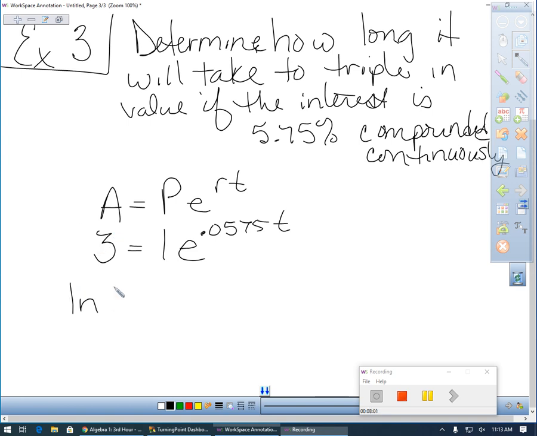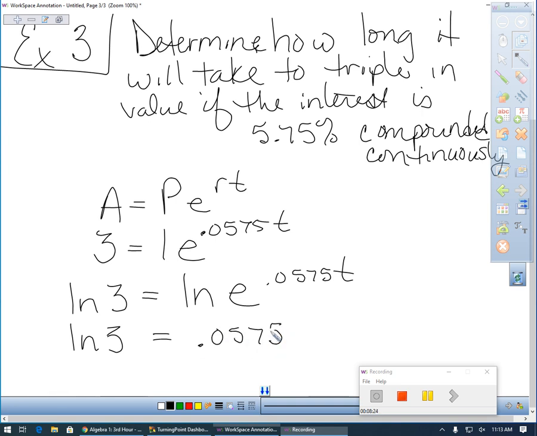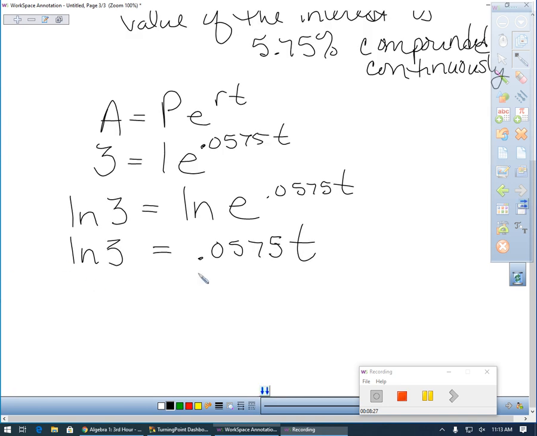We have the natural log of 3 equals the natural log of e to the 0.0575t. Now, technically, what happens is this exponent goes in front, and the natural log of e equals 1, right? So we have the natural log of 3 equals 0.0575t. And then what do we do? Divide both sides by 0.0575. And t equals, what does t equal in this case?